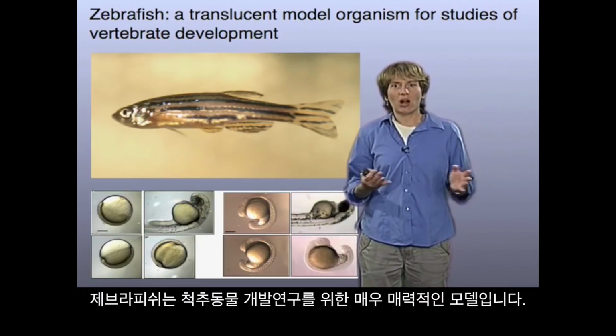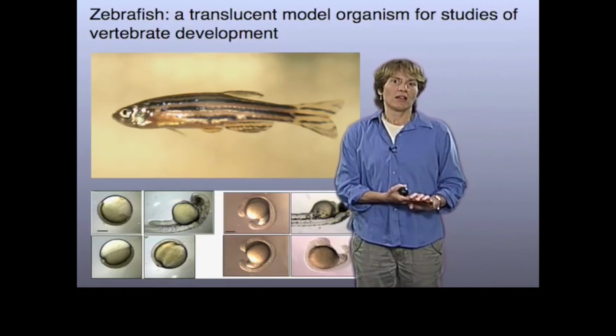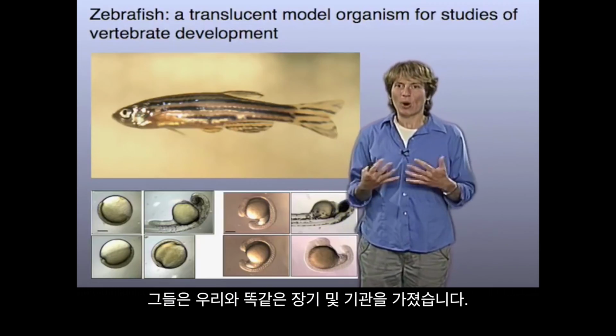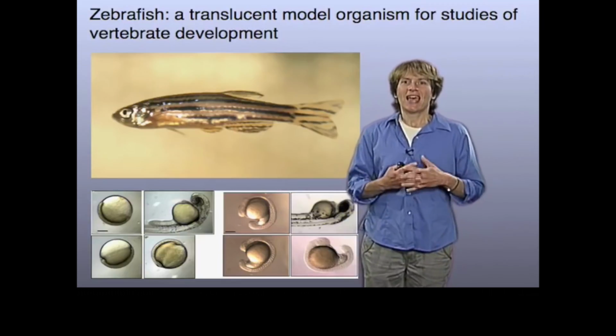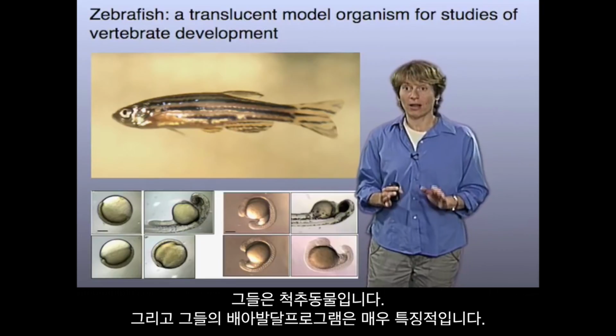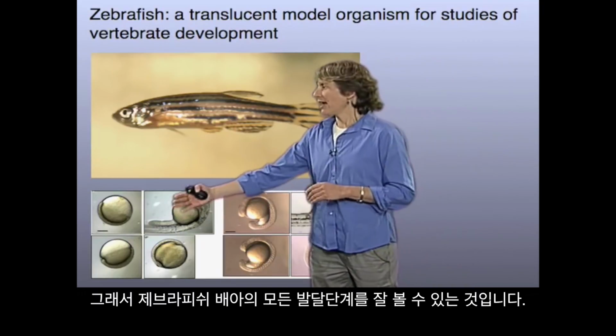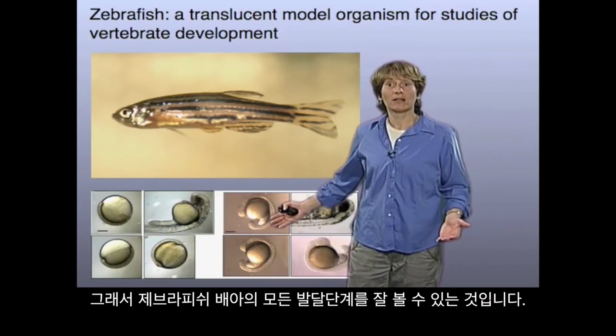Also, zebrafish are a very attractive model for vertebrate developmental studies. They have all the same organs and parts that we have. They're vertebrates. And their embryonic developmental program has been very well characterized. So we know what zebrafish embryos should look like at virtually all stages of their development.